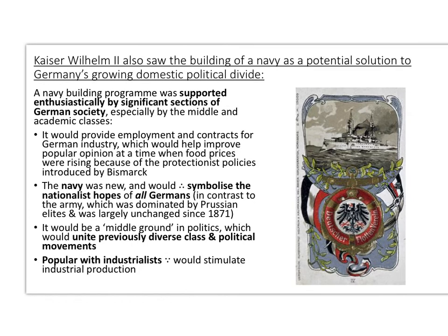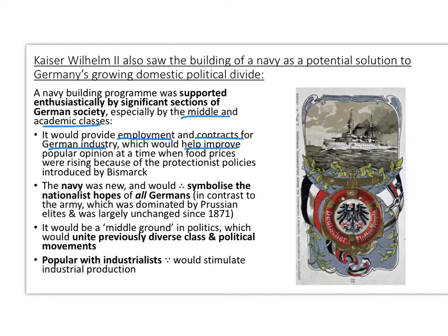So the Kaiser saw the building of the navy as a potential solution also to Germany's growing domestic political divide. As we've seen, a navy building program will be enthusiastically supported by significant sections of German society, and in particular the middle and the academic classes. So why is that? Well, it's going to provide a lot of jobs and contracts for German industry. If you're going to build a big navy, it's going to create a lot of contracts for German business, for industry in the cities.